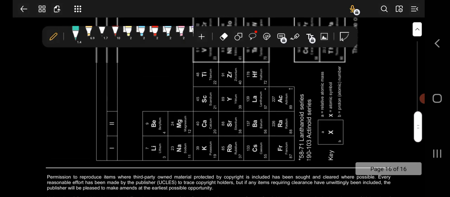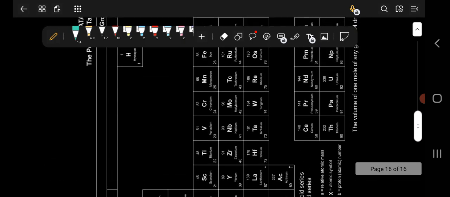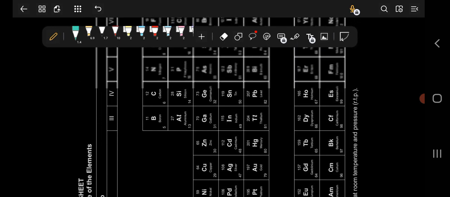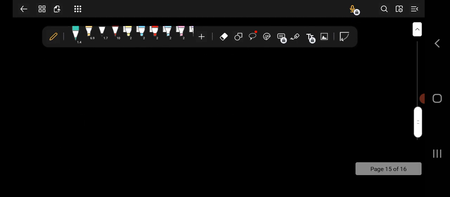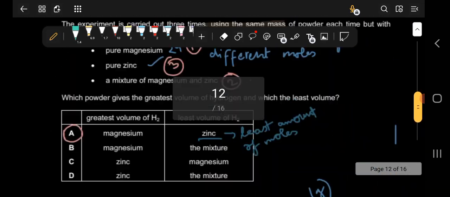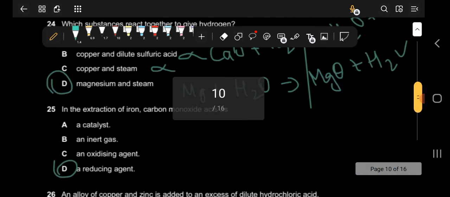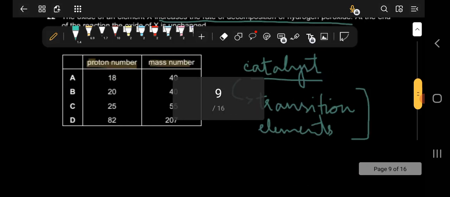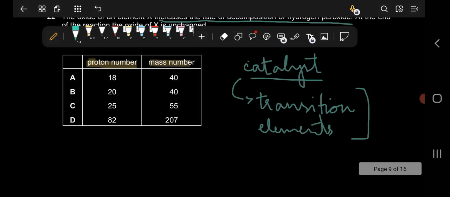You can simply go to the periodic table and see that, look, transition metals, it was 25 and 55. Yeah, this is manganese, so which means that in the upper question as well it's going to be 25 and 55. Okay, so it's going to be 25 and 55. The answer is going to be C, which is manganese.